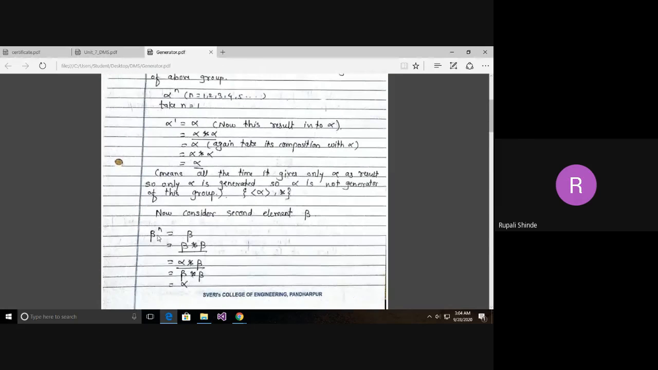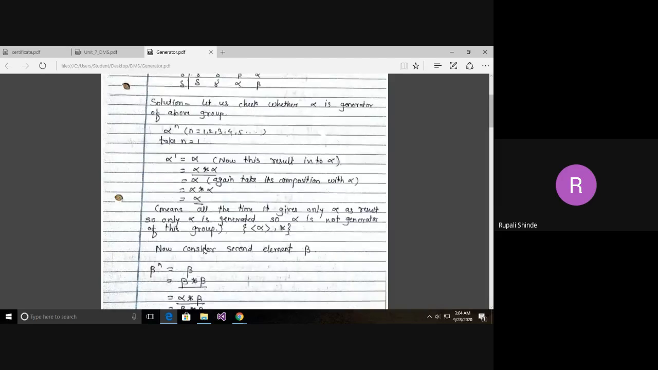Okay, so again we have to take beta raised to n. So consider value of n is equals to 1. So beta raised to 1, that is equals to beta. Means what? First result we got as beta. So again we have to take its composition with beta only, and that composition operation is star operation. So this is the result we got from previous step. Composition operation is star operation, and we have to take its composition with beta, because we are going to check for beta, whether beta is generator or not.